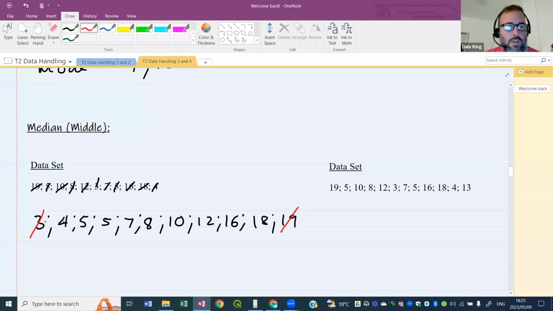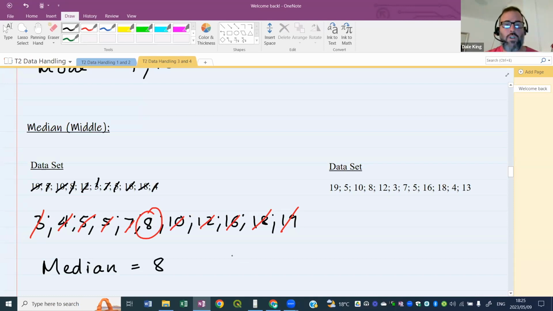All right, so we start on the left, cross out the 3, on the right, 19. On the left, the 4, on the right, 18. On the left, the 5, on the right, 16. On the left, the 5, on the right, a 12. On the left, a 7, on the right, a 10. And you can see now, there in the middle, left alone with no number next to it, is the number 8. All right, so the median equals 8.